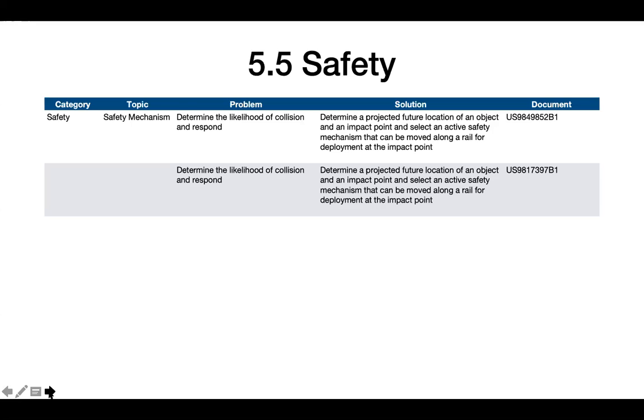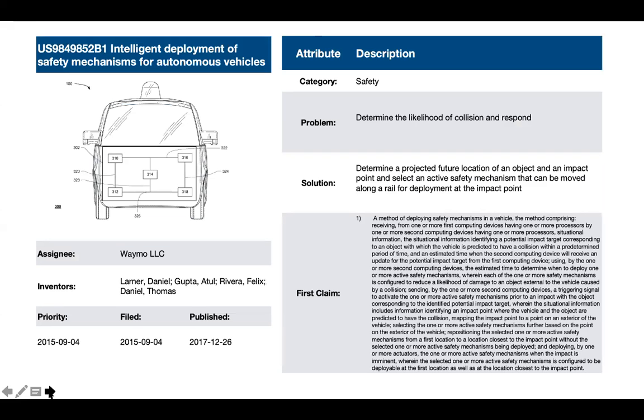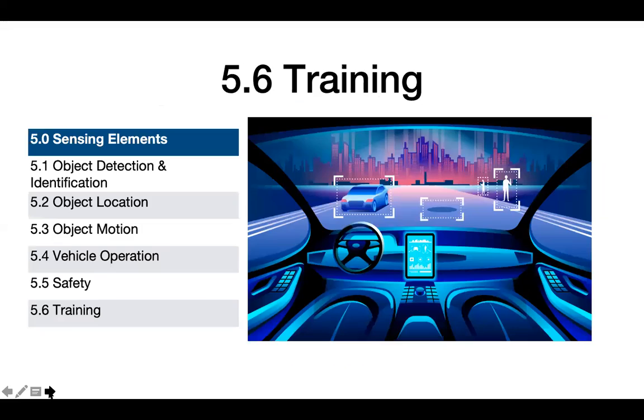All right, second one here. Determine the likelihood of collision and respond. Determine a projected future location of an object and an impact point, and select an active safety mechanism that can be moved along a rail for deployment. So both of those are two different patents, but the same movable airbag concept. Okay. Are there any good pictures there?